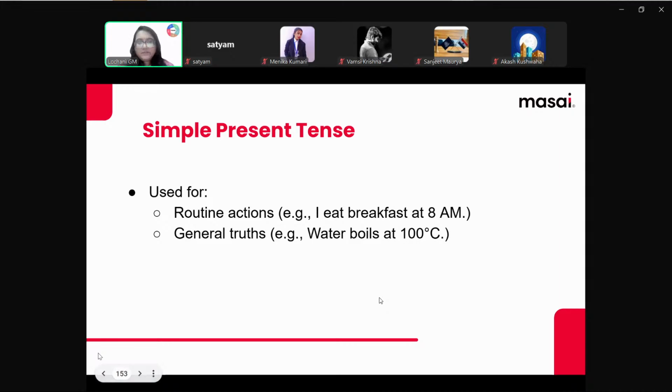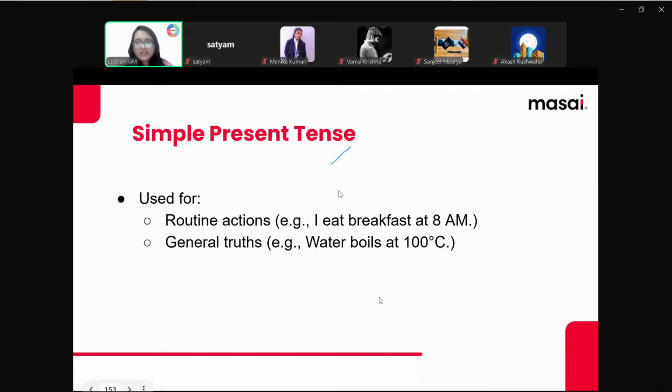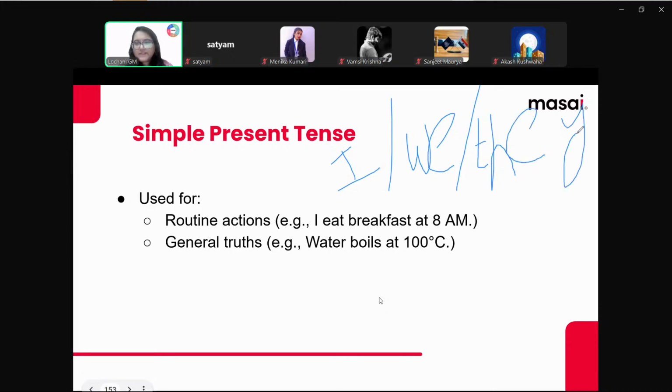Okay. So in the simple present tense, one thing that you have to remember is that whenever you're using I, or whenever you're using we, or whenever you're using they, that is, whenever you're using plural terms, the verb that you're using remains the same. For example, if you notice here, I eat breakfast at 8 a.m. In this sentence, what is the verb? The verb is nothing but the action word, right? So I eat breakfast. We're not changing the verb anywhere.